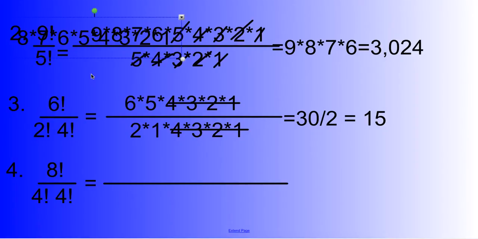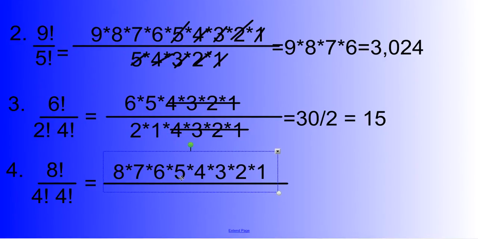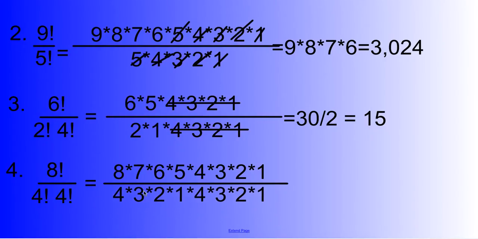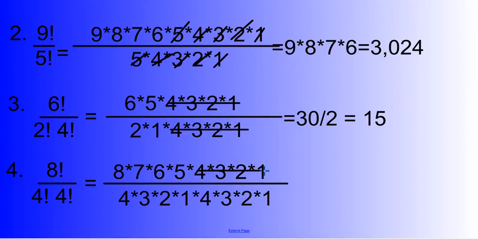So that goes in our numerator. And then the denominator will have 4 factorial twice. So 4 times 3 times 2 times 1. And then I'm just going to repeat that. 4 times 3 times 2 times 1. Okay, so this one, let's see what we can do here. We got 4, 3, 2, 1. That's easy to drop out.